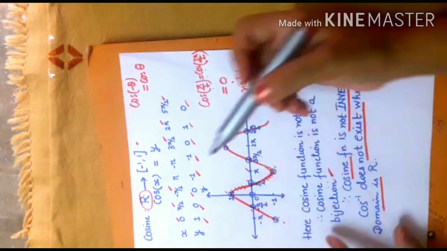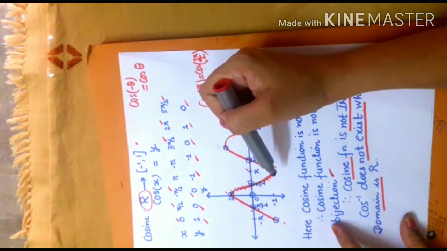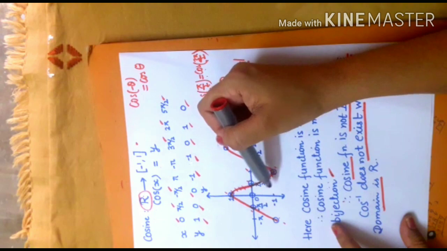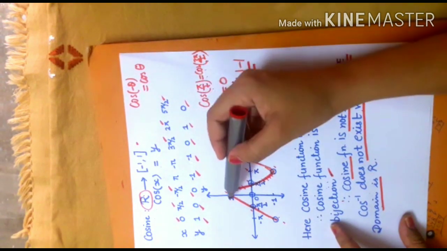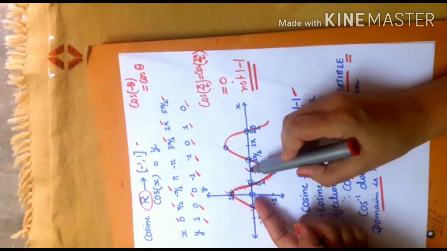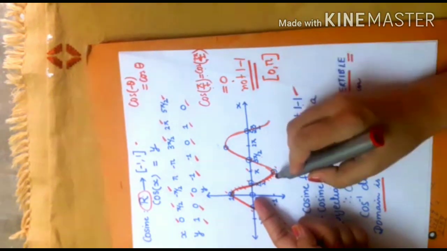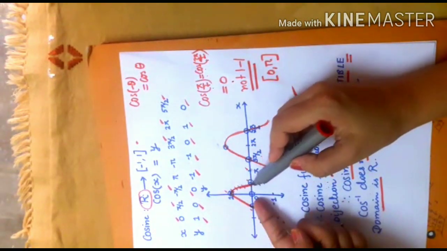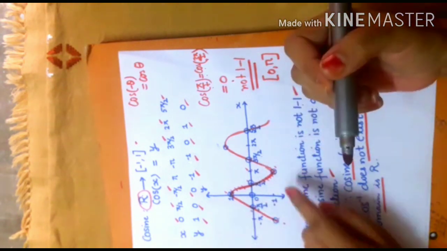And also, the function is taking all the values from minus 1 to 1. That means the range is equal to the codomain. So the function is both one-to-one and onto when I restrict the domain to the closed interval 0 to pi. So here the function will be invertible and I can talk of the inverse of cos.